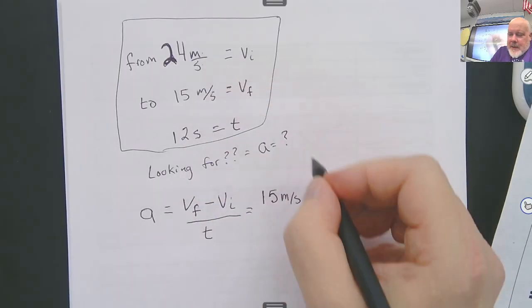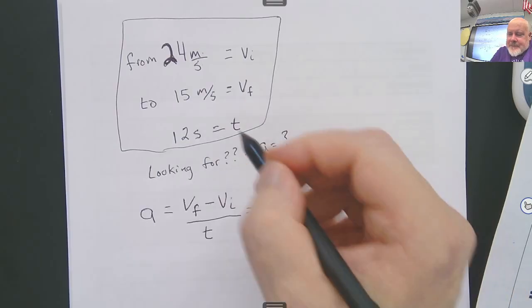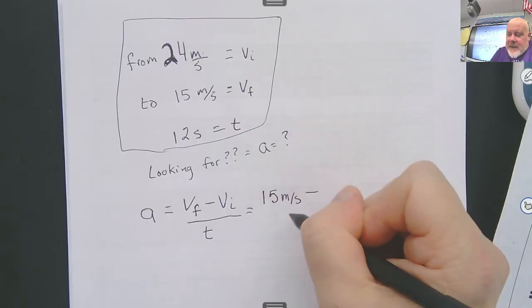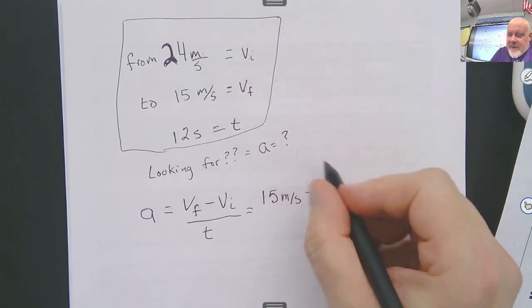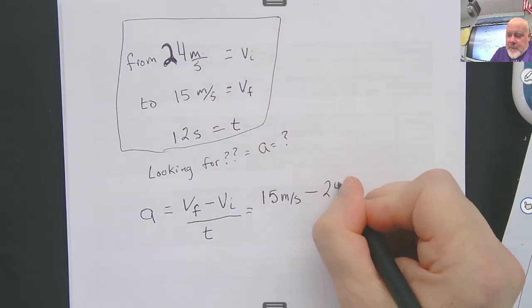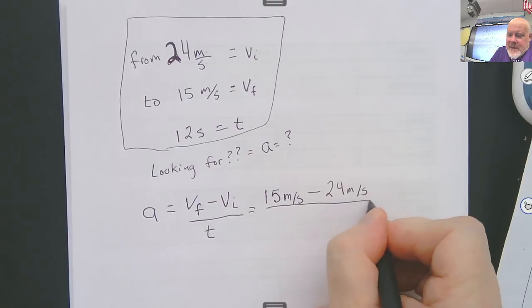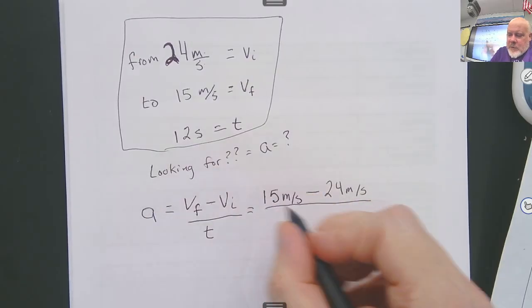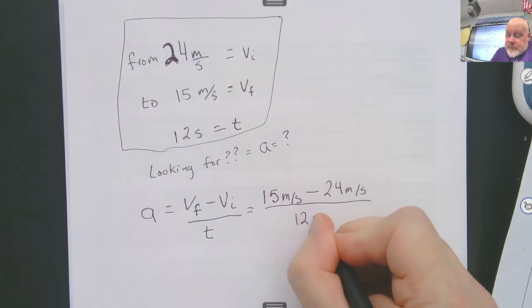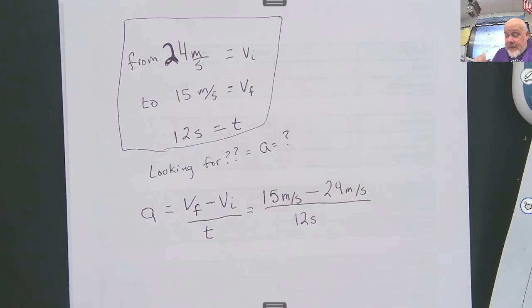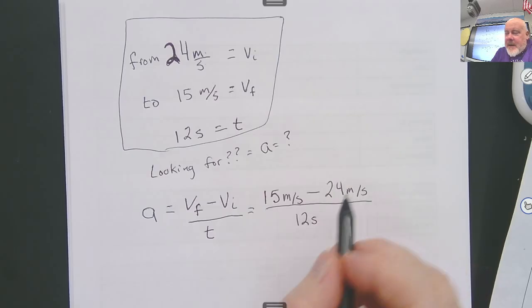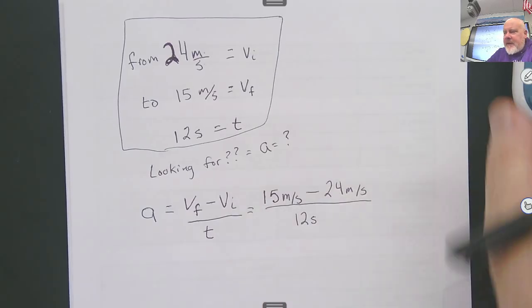All right, and I'm going to subtract the velocity initial, which is this one right here, which is 24 meters per second. And I'm going to divide that by time, which was 12 seconds. All right, so now we got to do 15 minus 24. What is 15 minus 24?